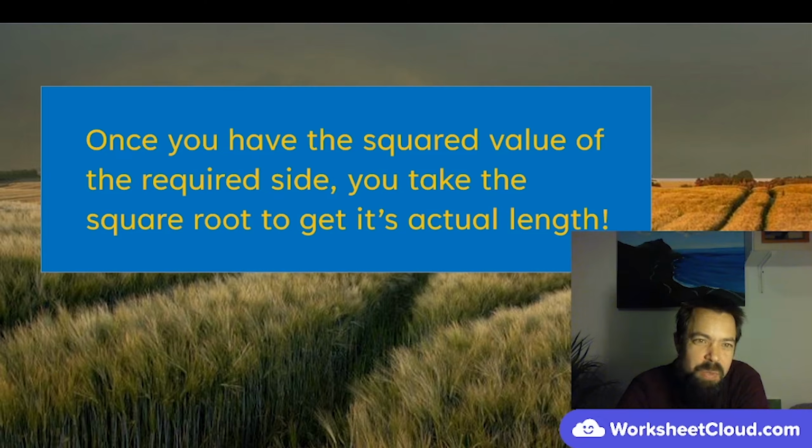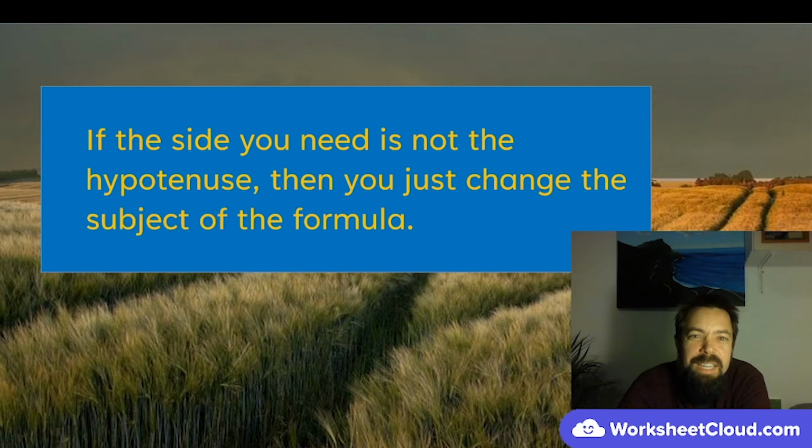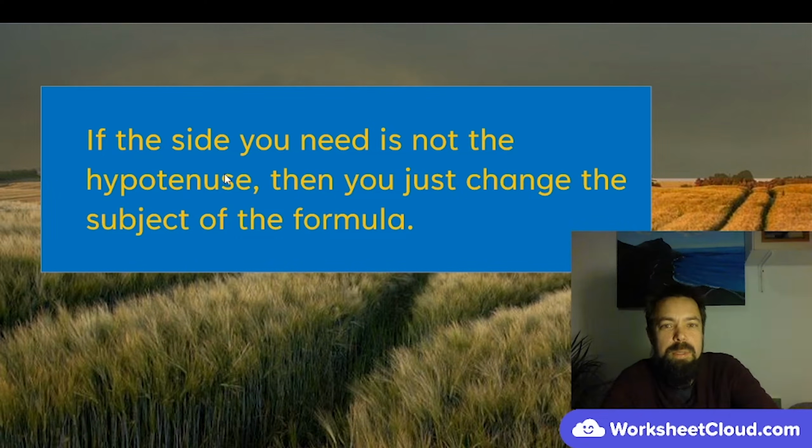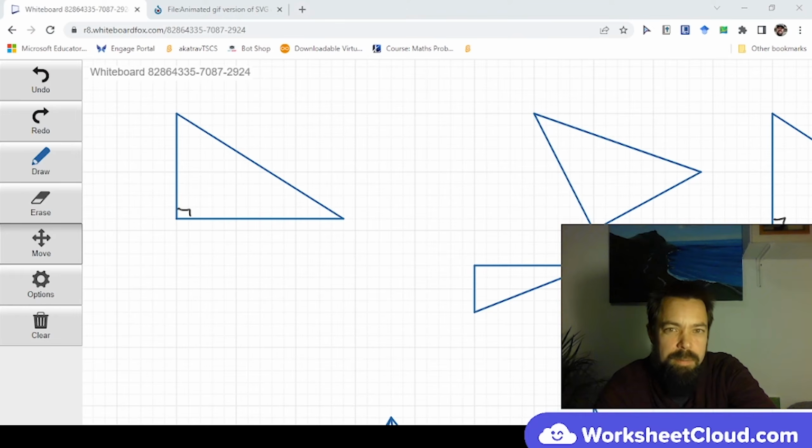Again, we're looking at words, and it doesn't really make a lot of sense without a picture. But once you've squared the value of the required side, you take the square root to get its actual length. It'll make a lot more sense once we get a couple of examples going. And finally, if you need a side that is not the hypotenuse, then you just change the subject of the formula, which is why I said that's important. All right, let's jump across to the whiteboard so we can look at some examples.